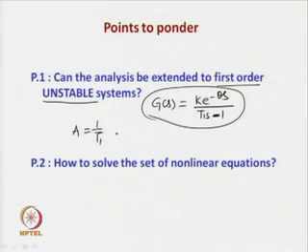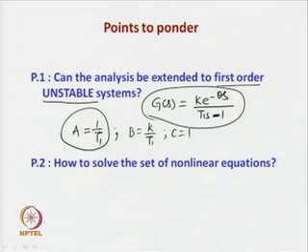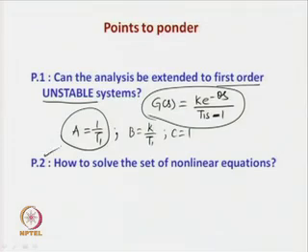If you work out and find the state equation and output equation for a first order system, definitely you see that A has to be 1 upon T 1, whereas B becomes k upon T 1 and C is equal to 1. So, only there will be a few sign changes, otherwise the same analytical expressions that have been derived for finding transfer function model parameters of stable first order plus dead time systems can be extended to first order unstable system. Second question might be how to solve the set of nonlinear equations.